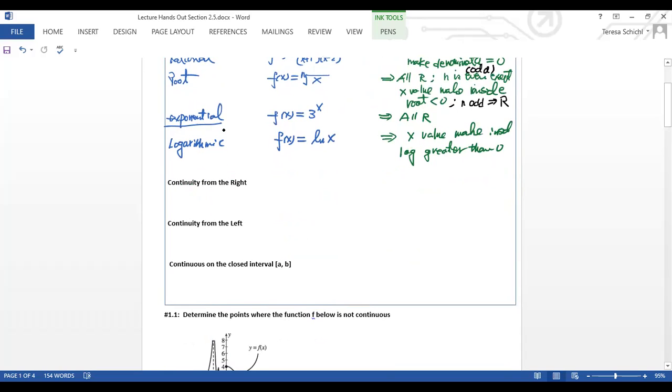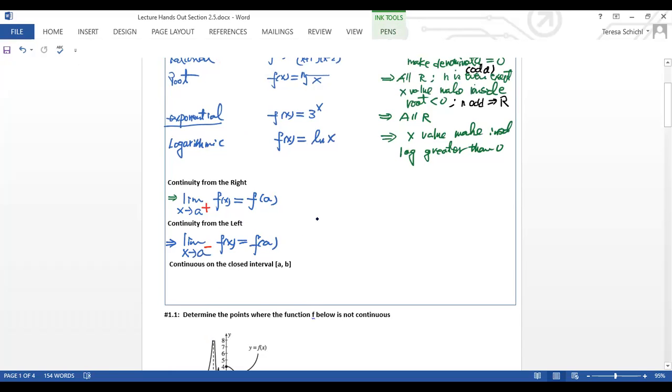When we say continuity from the right, what does that mean? It means the limit as x approaches a from the right-hand side of f of x is equal to f of a. Similarly, continuity from the left means x approaches a from the left-hand side, and the limit of f of x is equal to f of a.